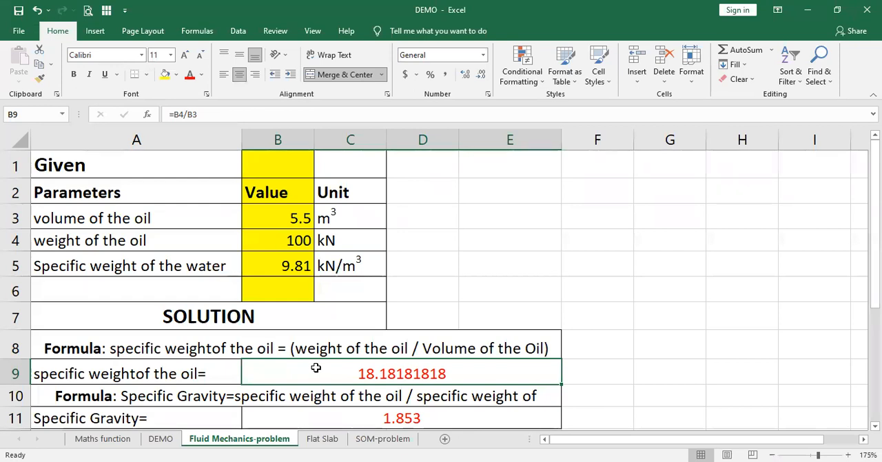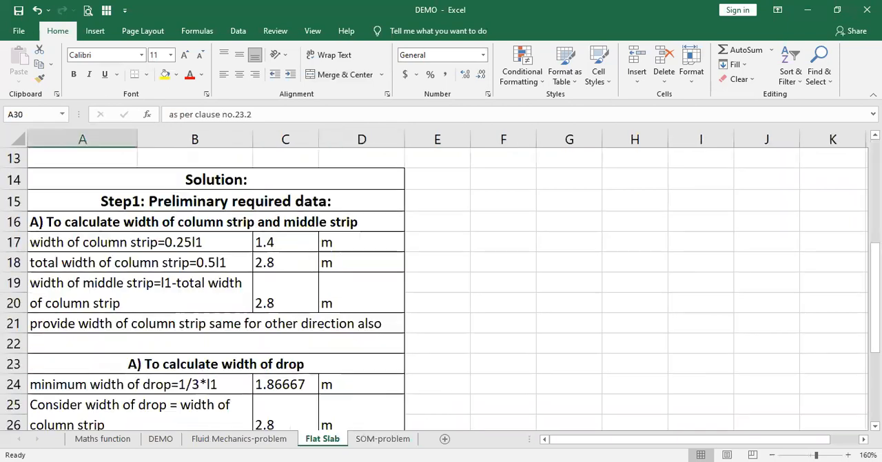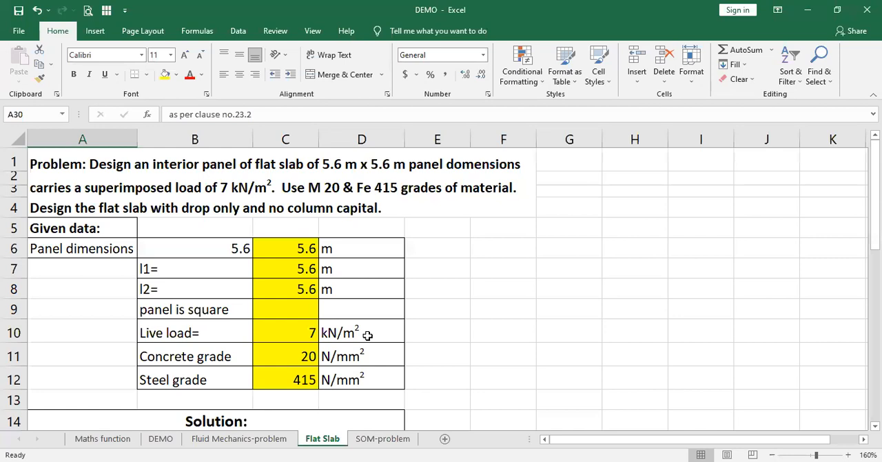Once you do the practice, yes, you will be able to understand it very clearly. So similarly, for the strength of material problem also, we have maintained that thing. Well, flat slab we have not yet covered, but anyways, I'll just show you in short.